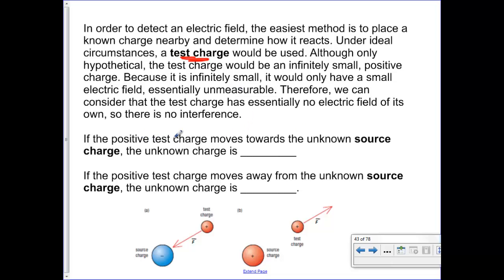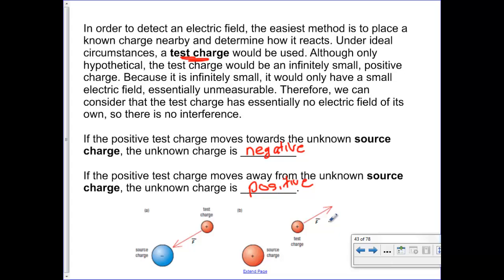If you have a positive test charge and it moves towards the unknown source charge, the unknown source charge needs to be negative. Why negative? Perfect, opposites attract, right? So if you have a positive test charge moving towards an unknown object, the unknown object needs to be negative so that they actually attract each other. Whereas if a positive test charge moves away from another one, it must also be positive so that they are repelling each other.